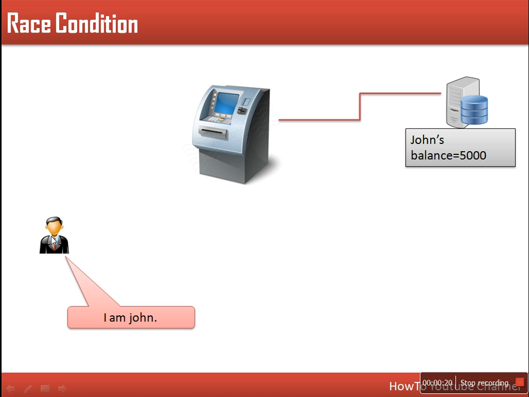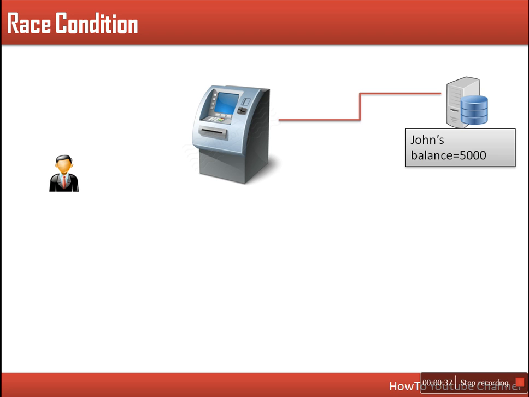Let's say this is John, and John has an account in some bank, and the current balance of John is 5,000. After some time, John realized that he has to withdraw some cash, so he went to an ATM machine.